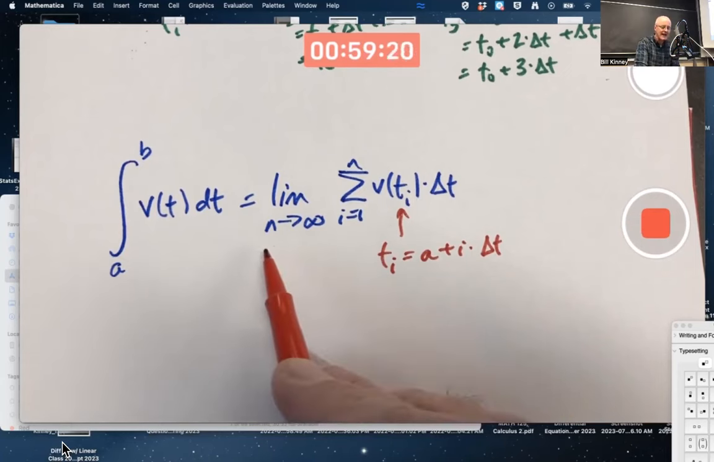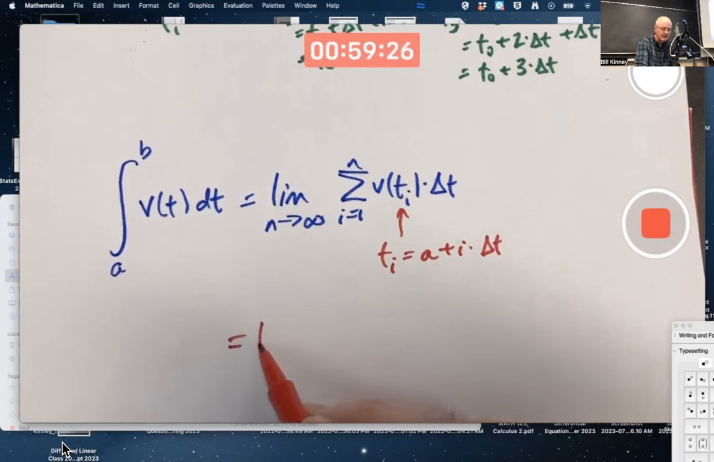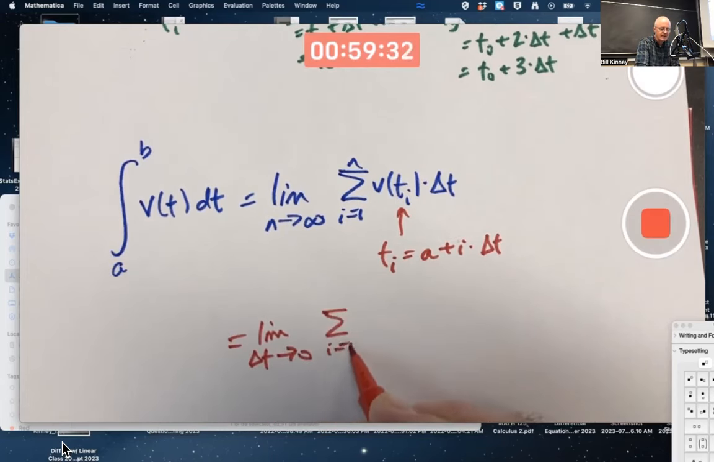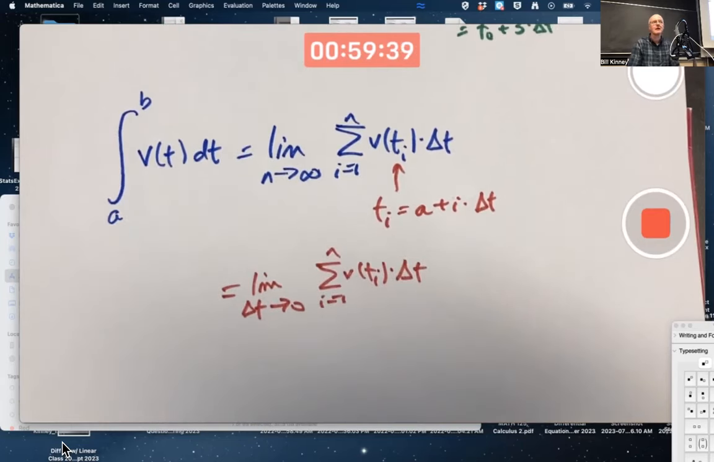I'm writing it as a limit as n, the number of rectangles, goes to infinity. Essentially, that's equivalent to writing it as another limit where the width of each rectangle goes to 0. Those really mean the same thing. You can think about it either way if you assume all the rectangles are of the same width. They're all getting skinnier and skinnier. In the limit, if the limit exists, it will equal the area under the curve.